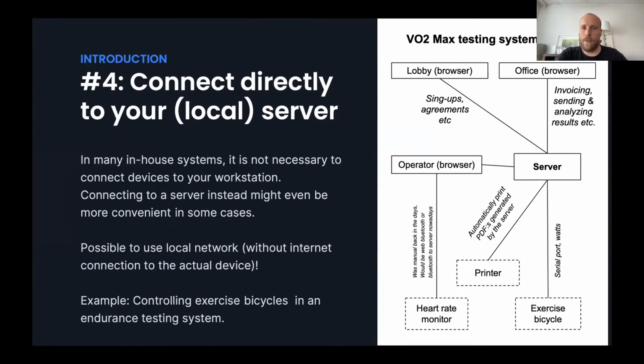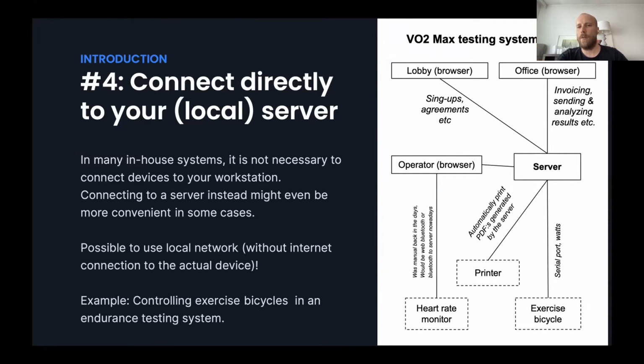This diagram here is from one system that we implemented at Vaadin for one of our customers who was doing an endurance testing system. They were testing the VO2 maximum value, which basically indicates how good a shape you are in, endurance wise. And in the system, there were basically 4 computers. There was one in the lobby that was using just a browser that connected to the web server, and then we had one in the office that was used for invoicing and also sending out the results.